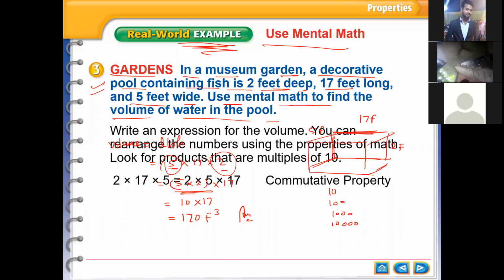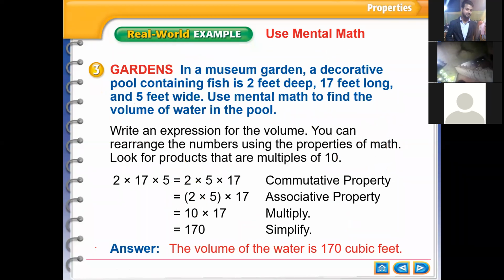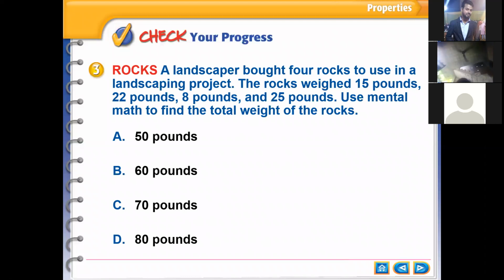So this is the explanation, as you can see here. What we have done first, we have written the numbers in the multiplication. Then I have arranged 2 with 5, then 170 cubic feet. We can write cubic feet or feet cube. Okay. Clear? Check your progress.